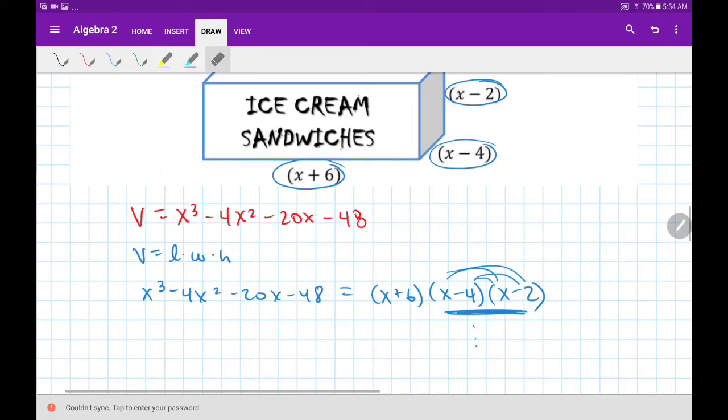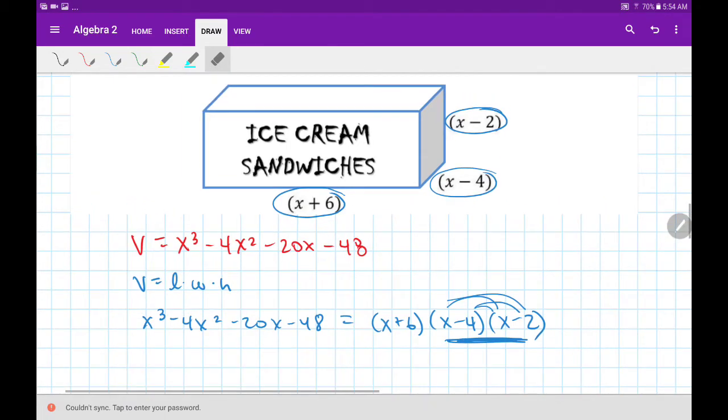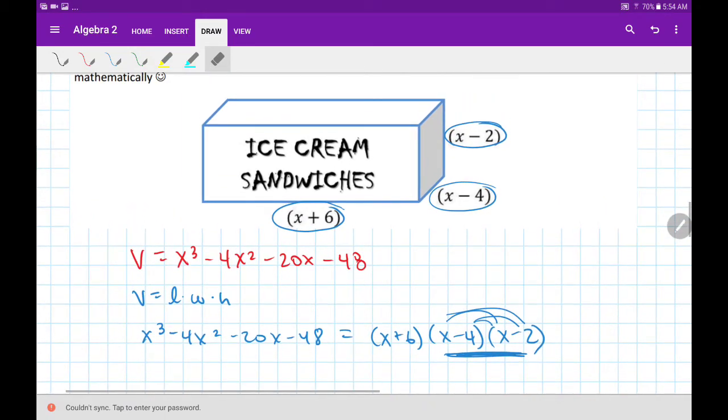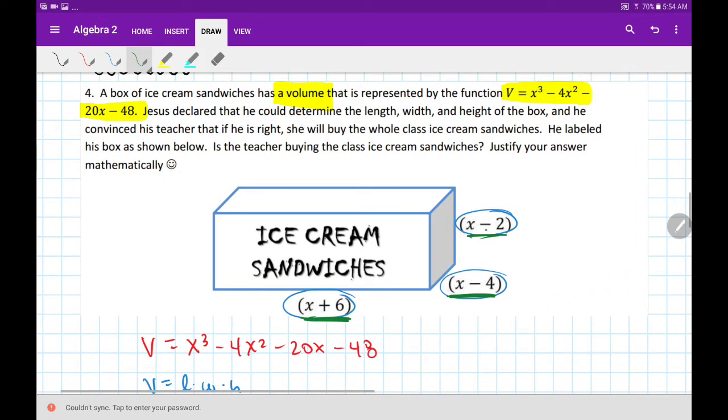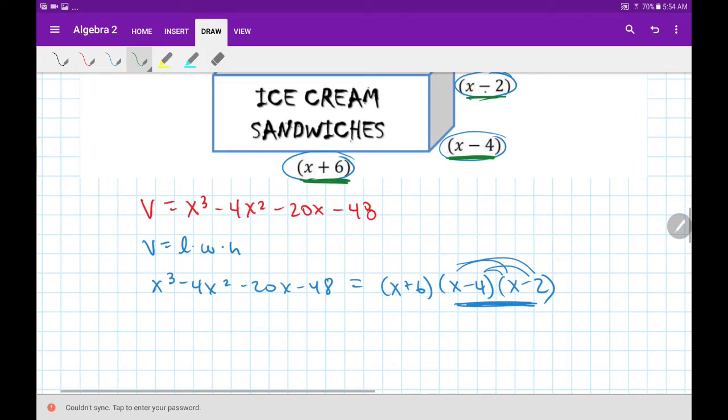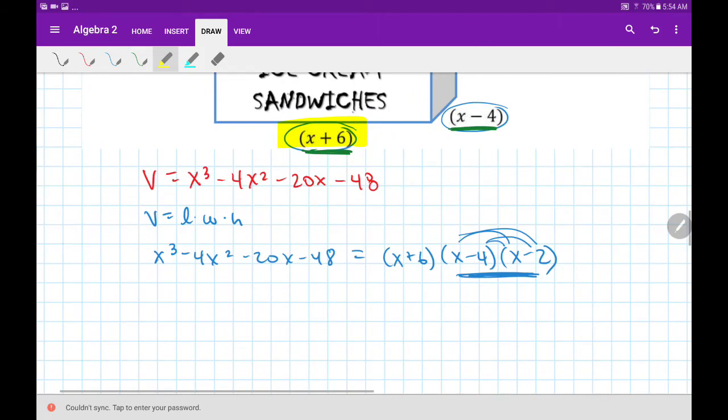So we could do that, or we can just check if each of these is a factor of our volume. Because what Jesus is claiming is that these are all the correct factors. This times this times this. Factors are pieces that multiply, and he's saying that these are the 3 pieces that will multiply to give me my volume. So I can just check that claim one by one. Let's start with x plus 6. Let's see if this is truly one of our factors.